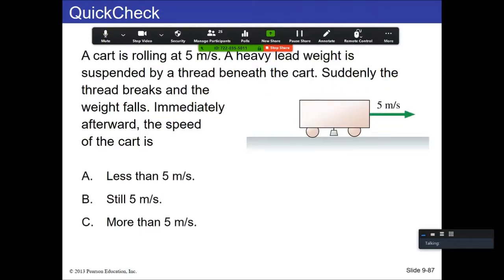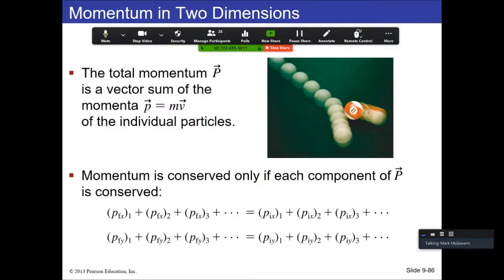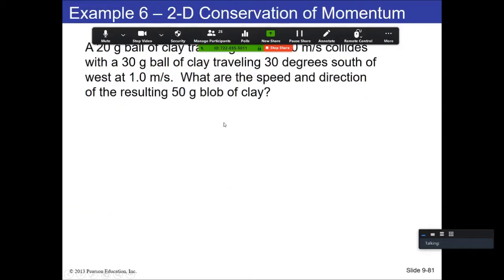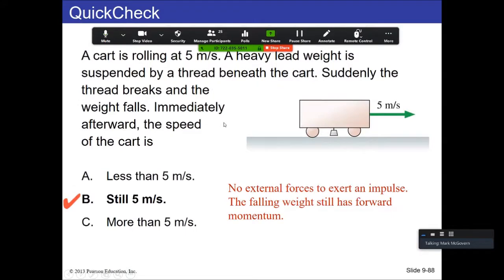Okay, so let me ask you a question to start off with. A cart is rolling at 5 meters per second. A heavy lead weight is suspended by a thread beneath the cart. Suddenly the thread breaks and the weight falls. Immediately afterward, the speed of the cart is what? So, well, if you said less than 5, then you would be wrong. I'm sorry. It is still 5, right?